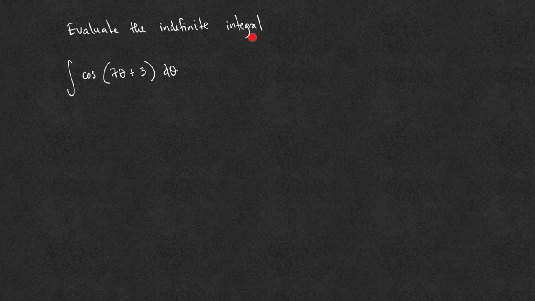Evaluate the indefinite integral, the integral of cosine of 7 theta plus 3 d theta. In this case, if we were to guess the answer, the antiderivative, perhaps it is f of theta equals... the derivative of sine is cosine, so we would get that the antiderivative is sine. We can never change the inside of another function, so 7 theta plus 3 stays. And perhaps this is off by a constant k, and don't forget a plus c.